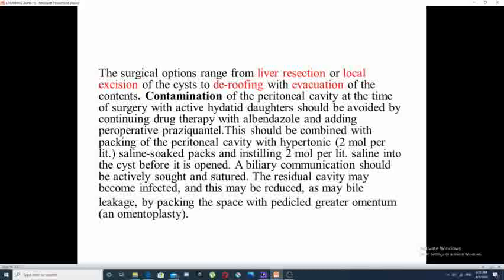During surgery, exploration should be done for biliary communication. This site of communication of the biliary tree with the hydatid cyst cavity should be closed by suturing. The residual cavity of the hydatid cyst may become infected, and this complication may be reduced by packing of the space with a pedicle of greater omentum, which is called omentoplasty.